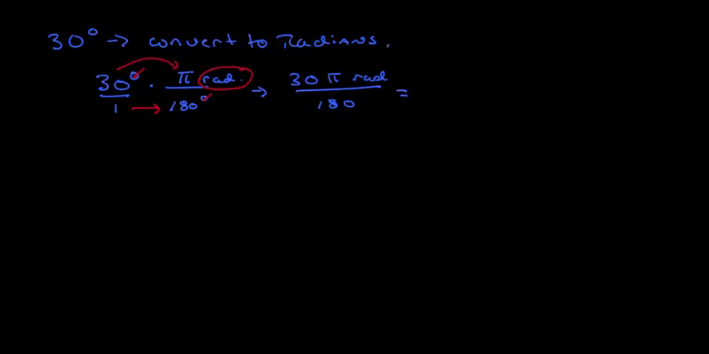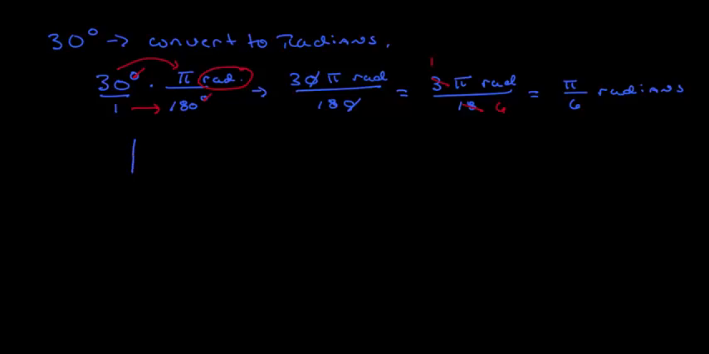So we'll reduce 30 over 180. Well, we can pull 10 out of each of those. So we've got 3 pi radians over 18. And now we've got 3 and 18. Those both reduce into 1 and 6. We can pull a 3 out of each of them and divide through. So we're going to be left with pi over 6 radians. Now you should think about whether that makes sense or not.